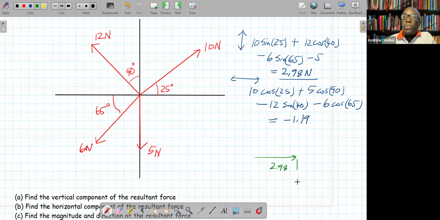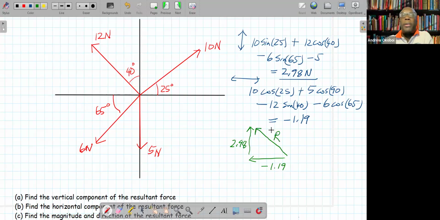And the vertical component is downwards. I'm sorry, it's the other way around. I did the vertical first, so I'll do the horizontal one here first. So the horizontal one is this way, minus 1.19, and the vertical one is up, which is 2.98. So my resultant looks something like this.